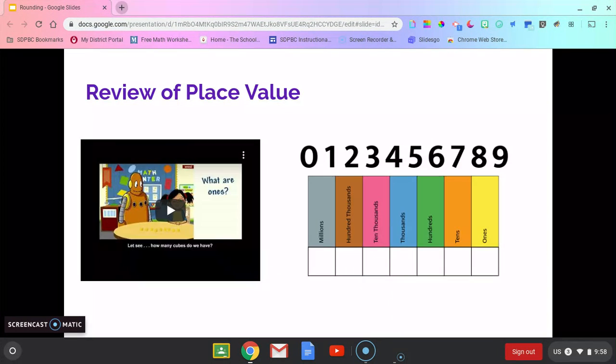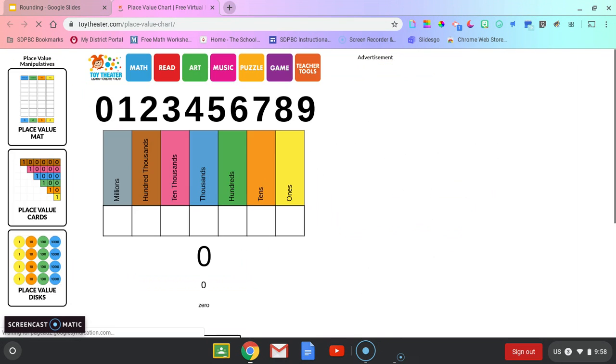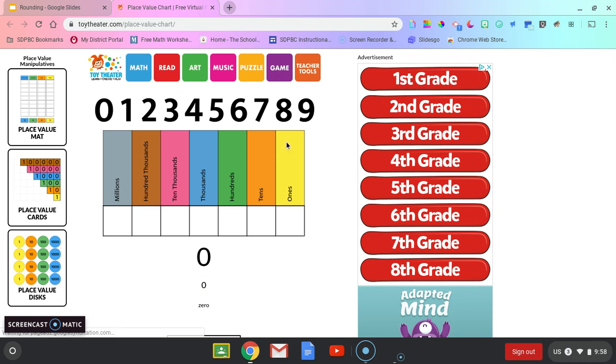Okay, so that was just a quick review of place value. You need to understand place value before you can understand rounding. So here's another thing that we're going to play with for a minute or two. This is a place value chart. Basically, you can pick any number that you want, and then it'll place it in the place value chart for you. So I want to do the number 841.